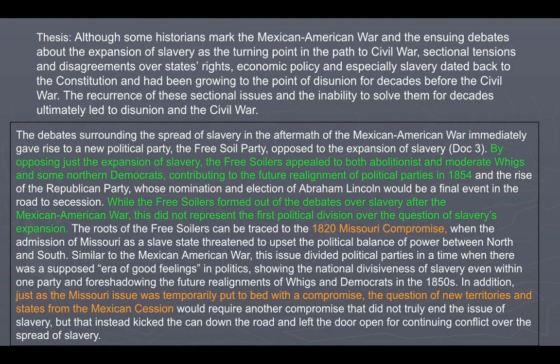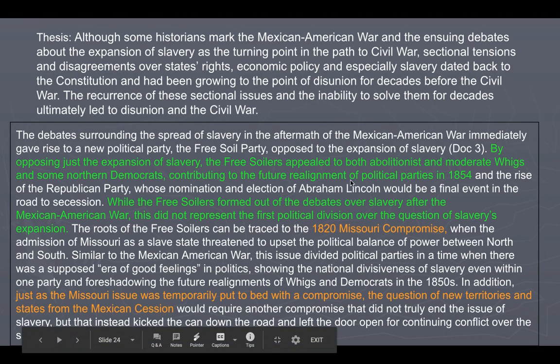In addition, just as the Missouri issue was temporarily put to bed with a compromise, the question of new territories and states from the Mexican cession would require another compromise that did not truly end the issue of slavery, but instead kicked the can down the road and left the door open for continuing conflict over the spread of slavery. So as you can see, I didn't just drop off my random fact, my outside evidence.